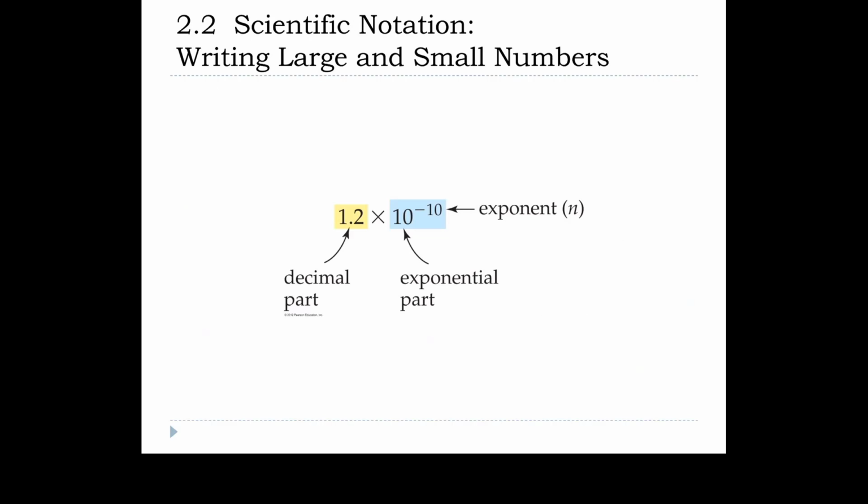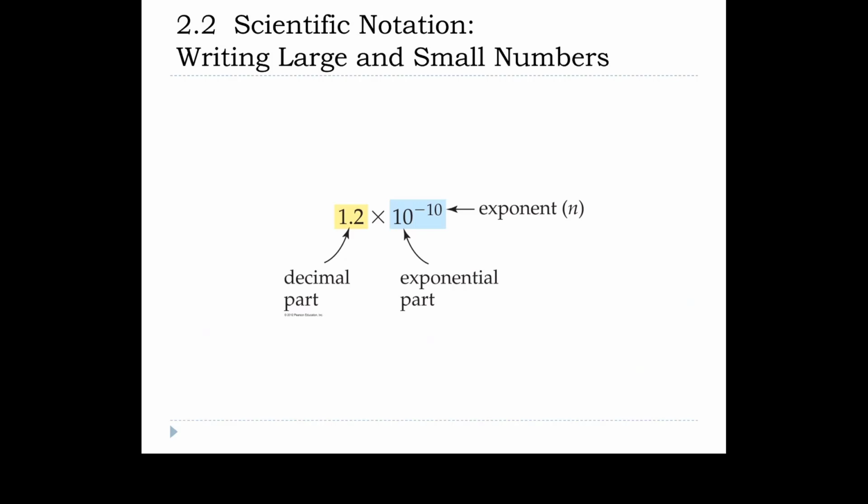And scientific notation has two parts. It's got what we call a decimal part. It's got an exponential part. The decimal part is some number between 1 and 10, right? And the exponential part is always a times 10 raised to some exponent, some power.